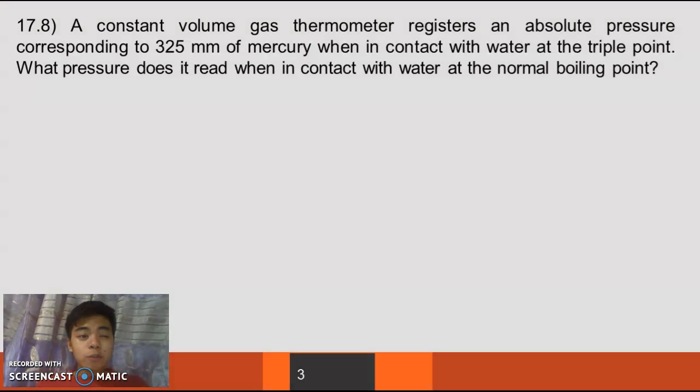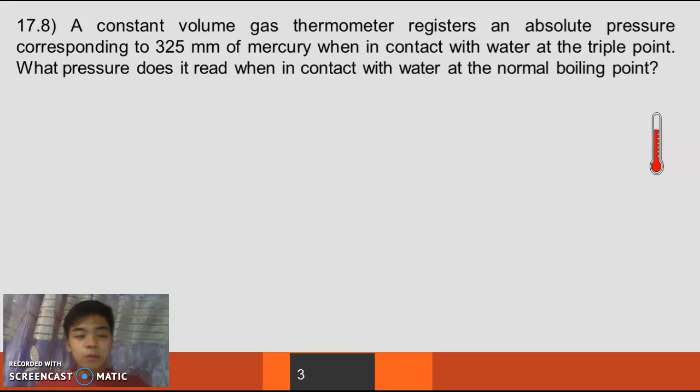For our first problem, a constant volume gas thermometer registers an absolute pressure corresponding to 325 millimeters of mercury when in contact with water at the triple point. What pressure does it read when in contact with water at the normal boiling point?